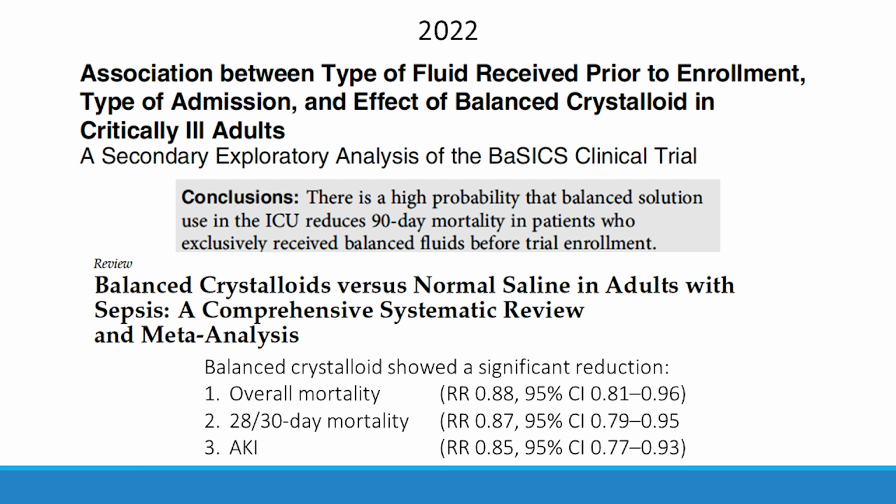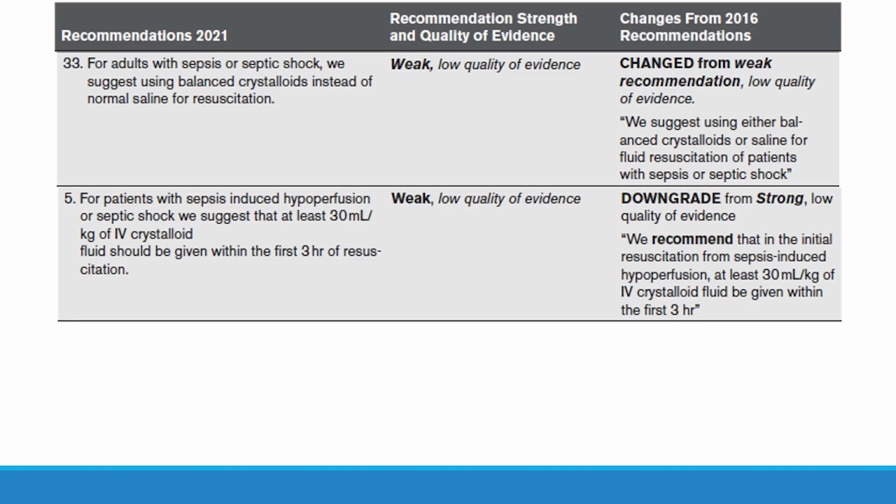Another review that did a systematic review and meta-analysis showed that balanced crystalloid had reduced overall mortality, reduced 30-day mortality, and reduced acute kidney injury over normal saline. In the 2021 Surviving Sepsis Guidelines, the new guidelines that came out, they actually upgraded their recommendations, and they said that balanced crystalloid should be used over normal saline. They gave it a weak, low quality of evidence.